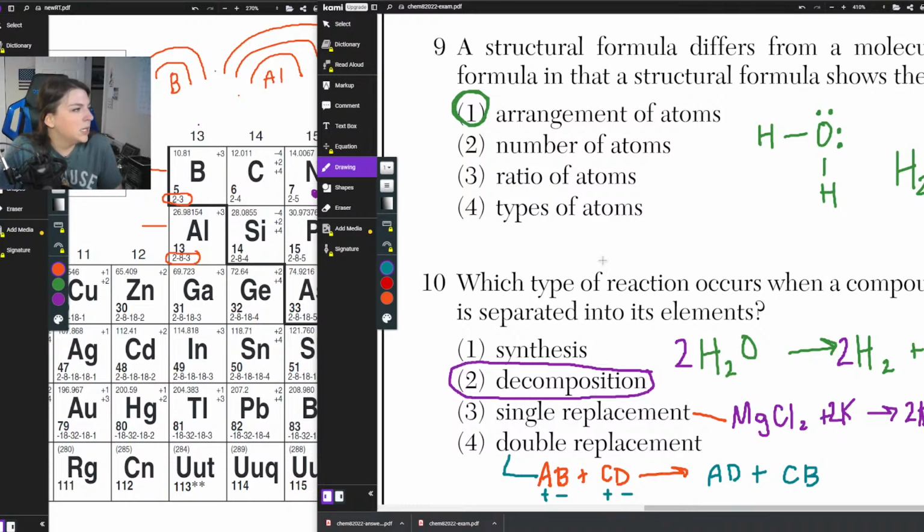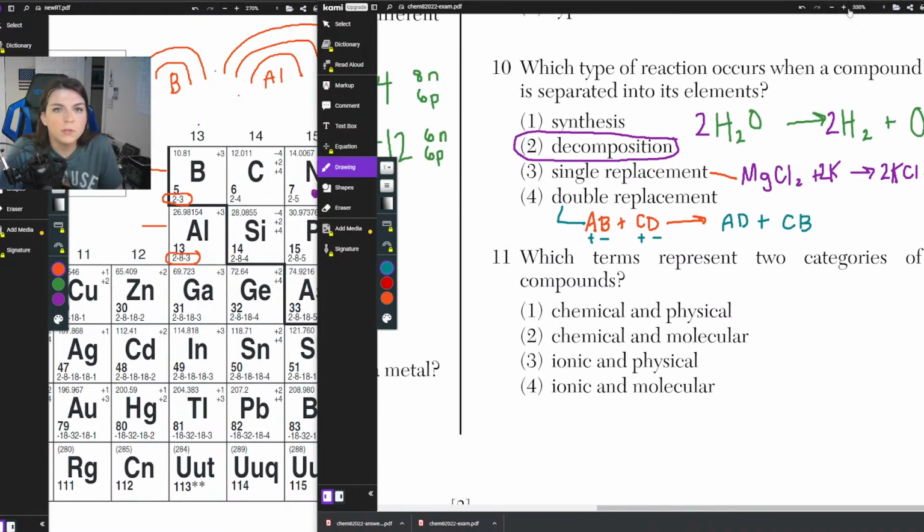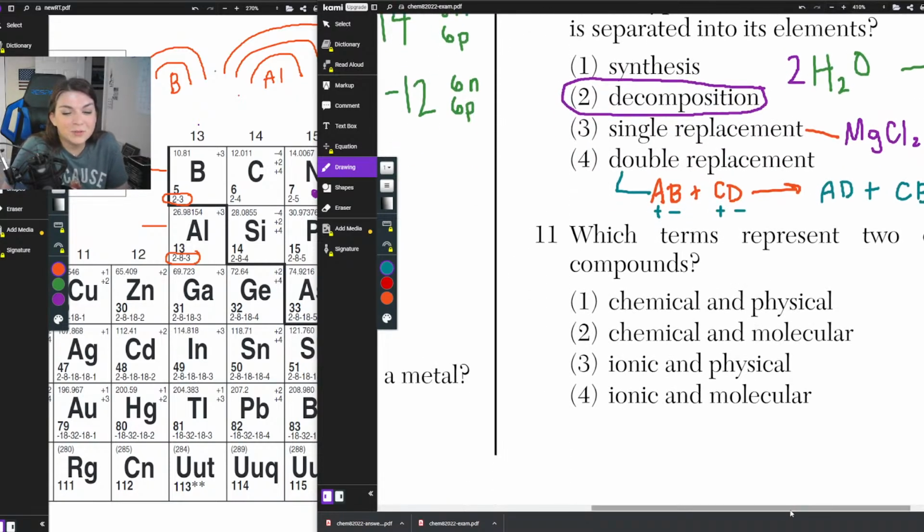All right, let's keep moving. That's page 1. Nope, it's not page 1. We have one more on page 1. Okay, which 2 terms represent categories of compounds? Okay, this is a weird question. I don't know who even wrote this question. It's just vocab.